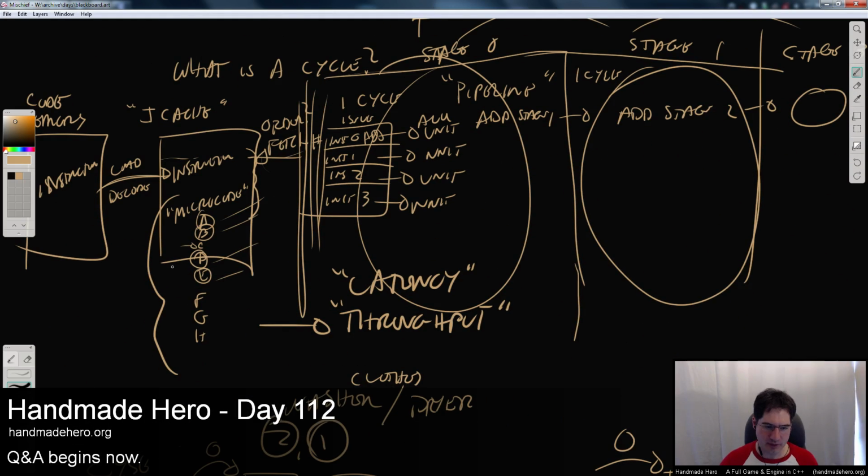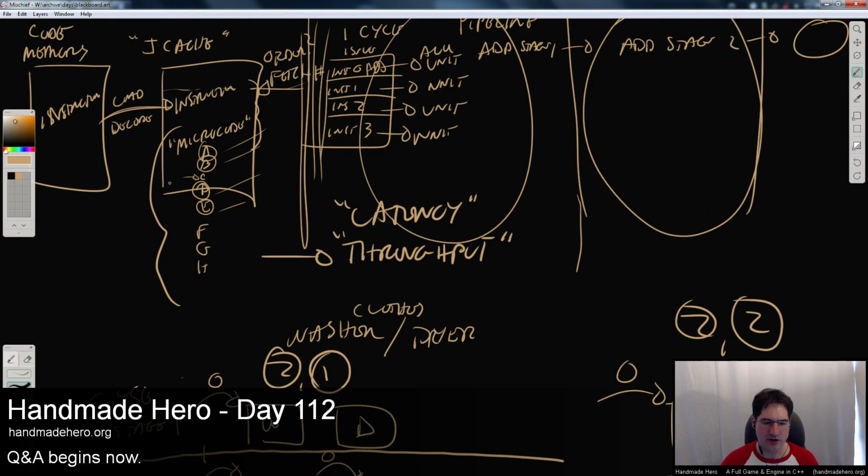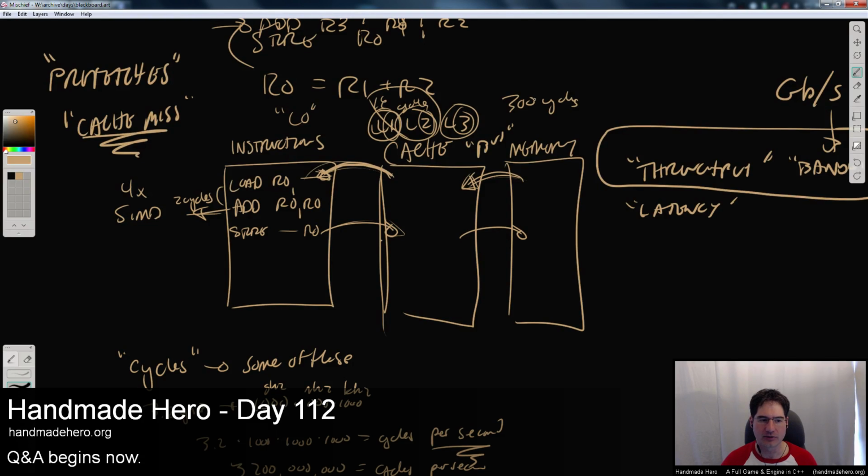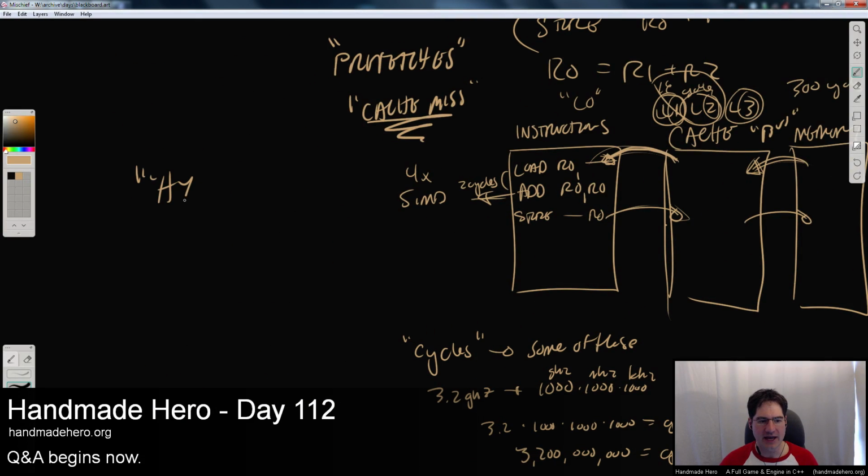If this window is pretty large, like 50 or 100 cycles worth of stuff it could do, it can start grabbing things while it waits for that load and not waste all of the 300 cycles, right? Another thing you may have heard of is hyperthreading, right? You've probably heard of that, right?